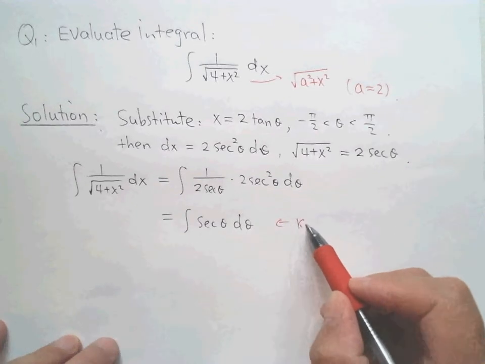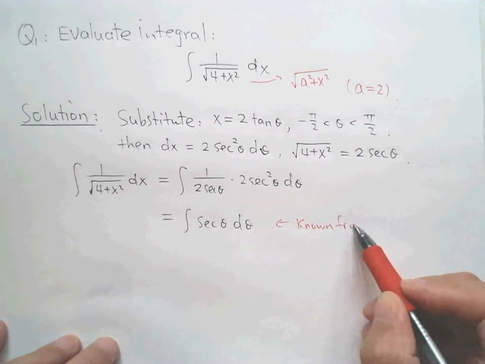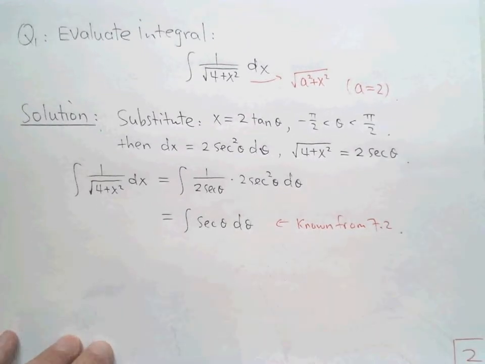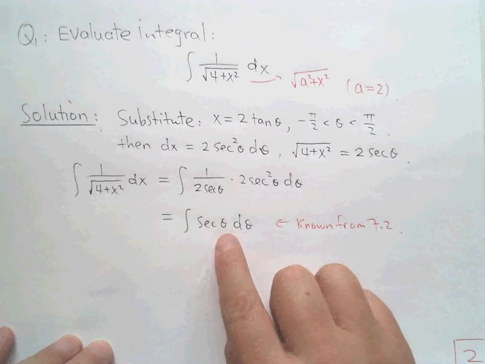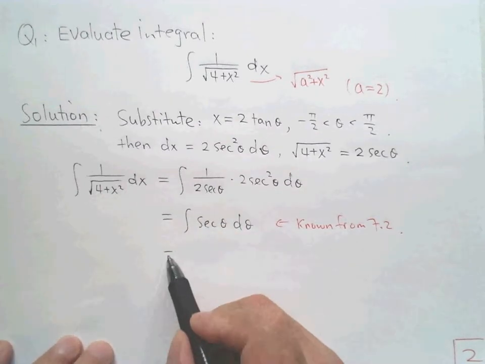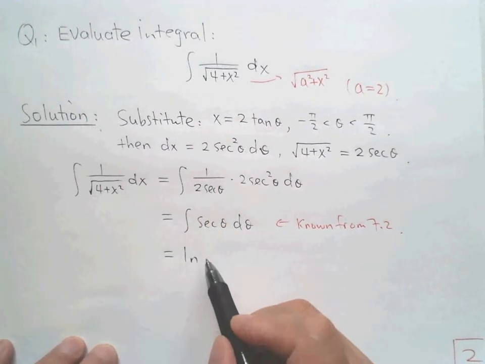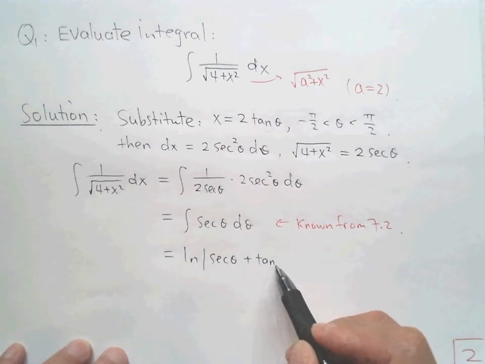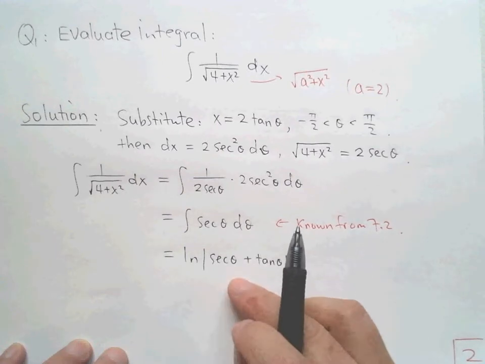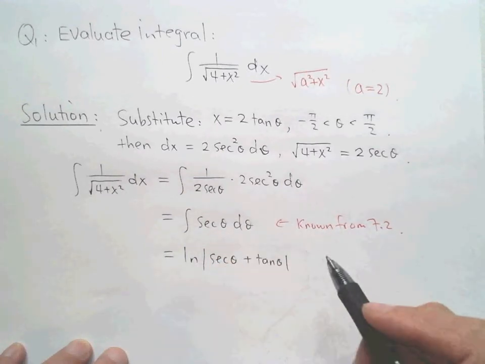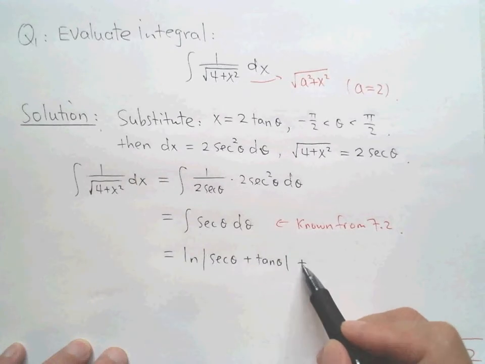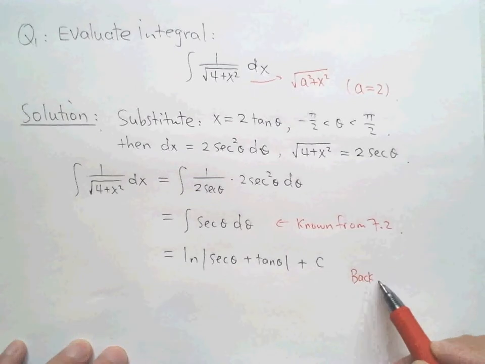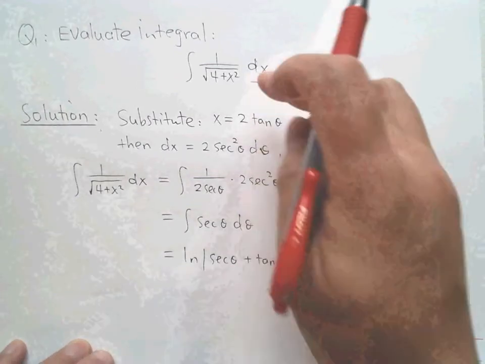Remember, we already know this from section 7.2, the trig integrals. From that, the final result is ln of secant theta plus tangent theta. We use this result a lot of times, so I hope you already remember it. Then plus a constant. Don't miss the last step: back substitute to get x.